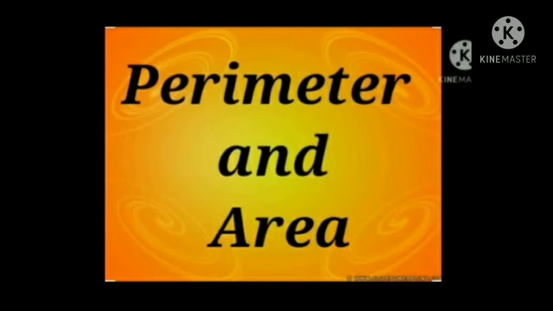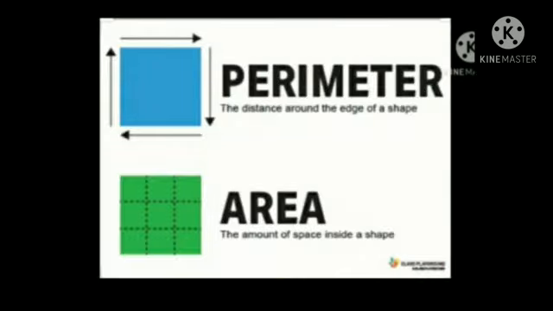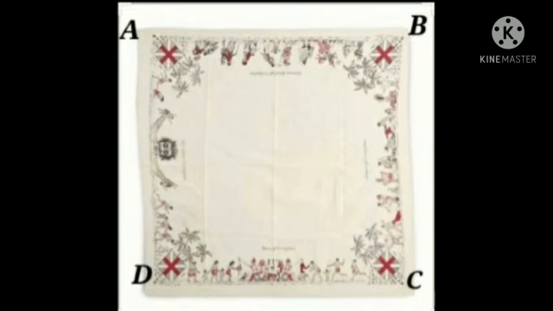Now students, we will move on to the next topic, perimeter and area. Students, perimeter means the distance around the edge of a shape, and area means the amount of space inside a shape. You all can see a square handkerchief.